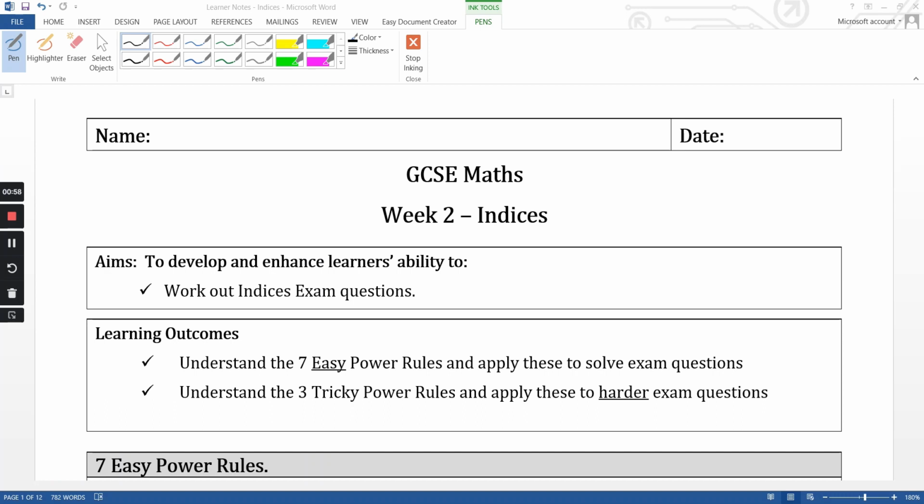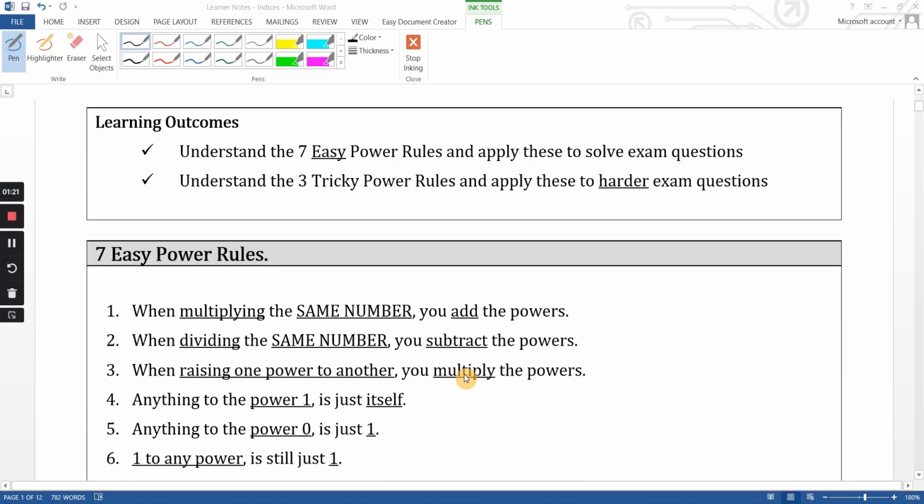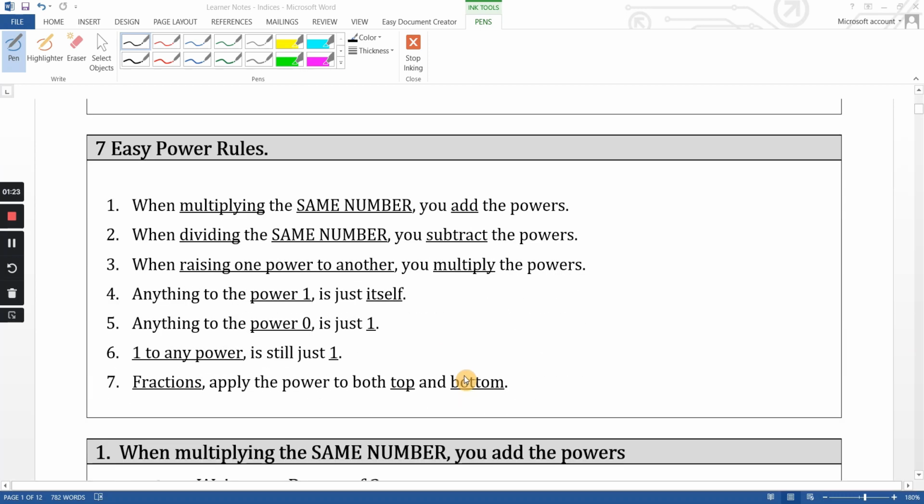So hopefully today we're going to understand the 7 easy power rules and apply these to solve exam questions, and understand the 3 tricky power rules and apply these to harder exam questions. I'd say that the easy ones are foundation level, and the 3 tricky ones are in the higher as well. So 7 easy power rules, and these are the ones we're going to go through today.